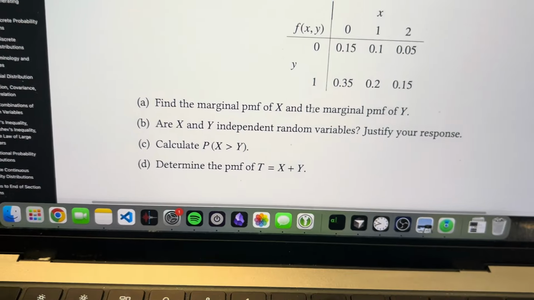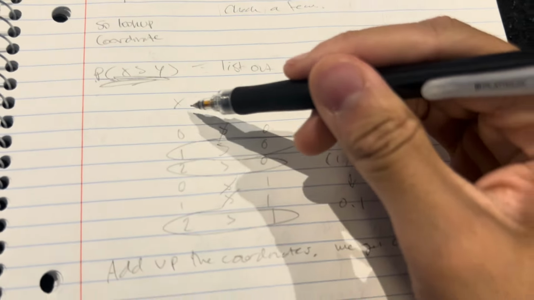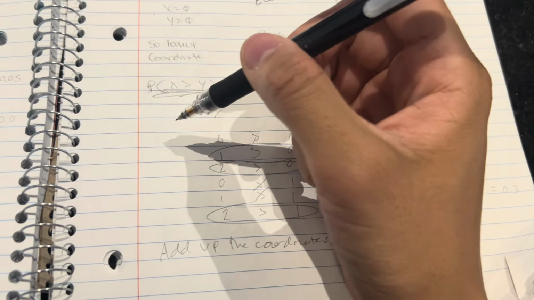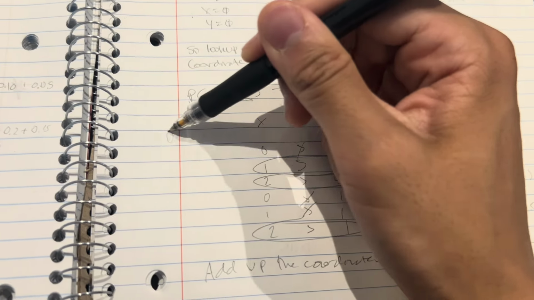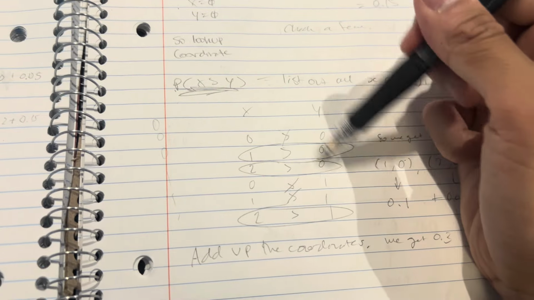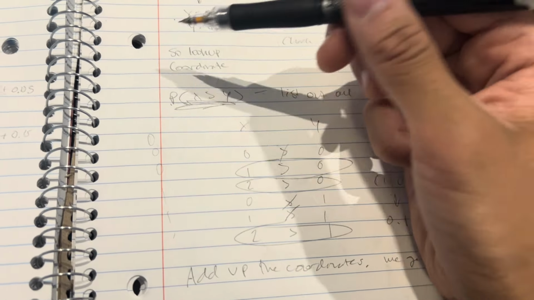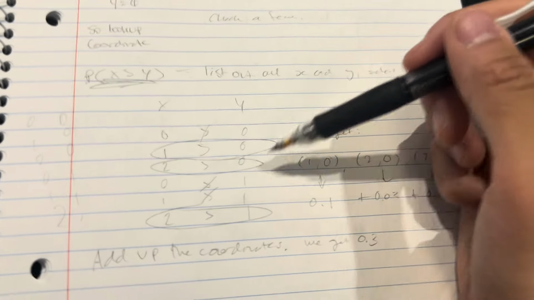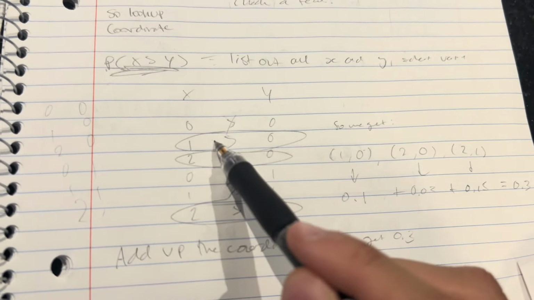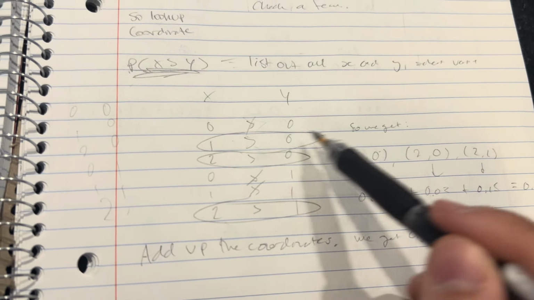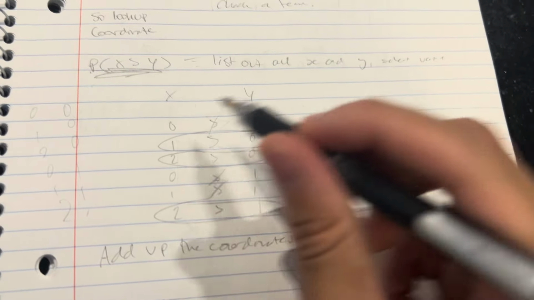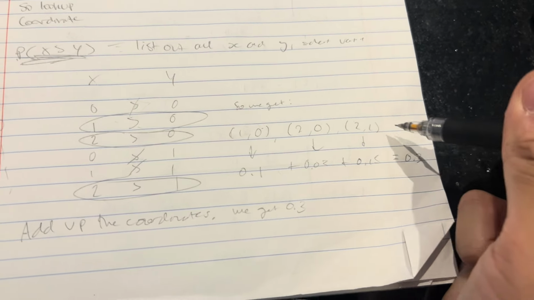Now, how do we calculate P of x is greater than y? Well, just write out all combinations of the x and y labels. We want to do it in a similar way that we do truth tables, with like 0, 0, 0, 1, 1, 1, for one of them, usually the y, because it usually has less. And then we write our x, 0, 1, 2, 0, 1, 2. And that should get all combinations. And then we check, hey, is this greater? 1 is greater than 0? Yeah. 2 is greater than 0? Yeah. 0 is greater than 1? No. Then we just turn these into coordinate pairs. 1, 0, 2, 0, 2, 1.